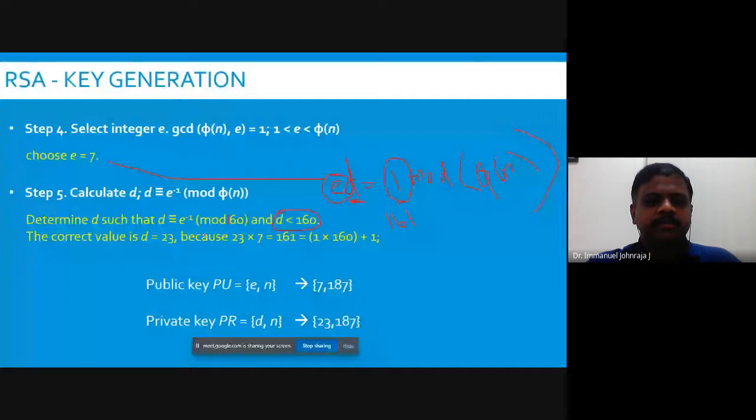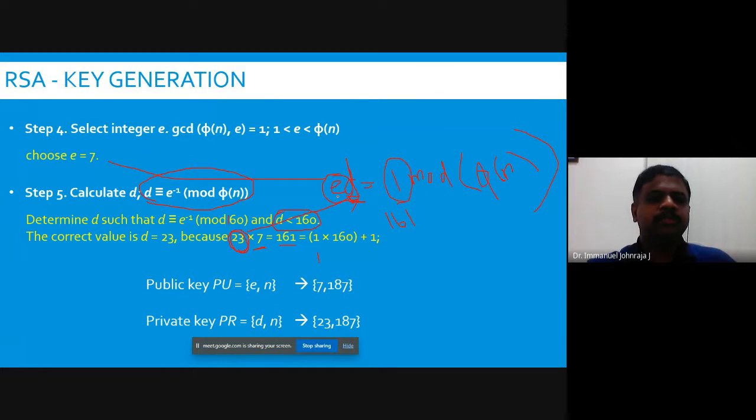The number which you are going to use here must be less than 160. So in that case, look at this. This is your E value. This is what is chosen, or actually calculated. So 23 times 7 will give you 161. So 161, if you take mod 160, you will get 1. So 23 is the right value here for D. Okay, I repeat, you have to calculate D such that D is equal to E inverse mod phi of n, which is similar to ED is equal to 1 mod phi of n.